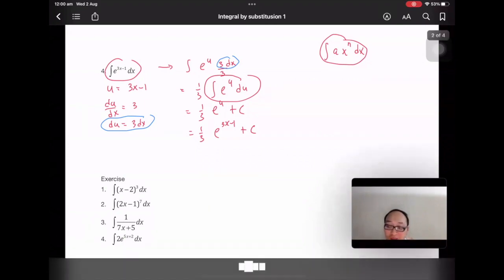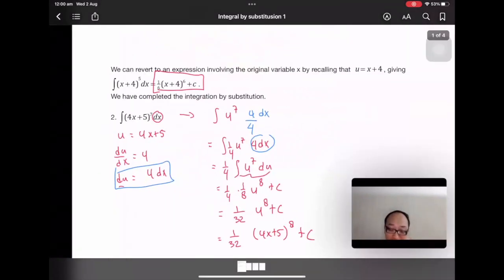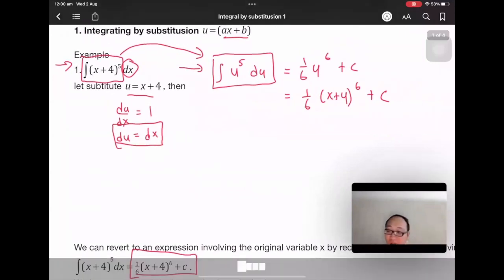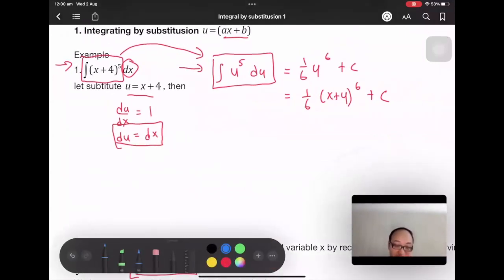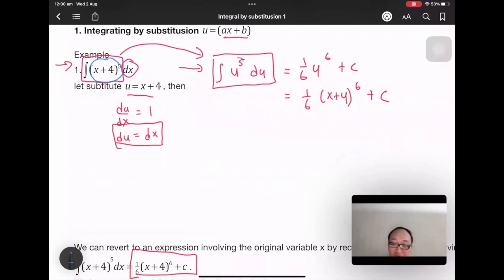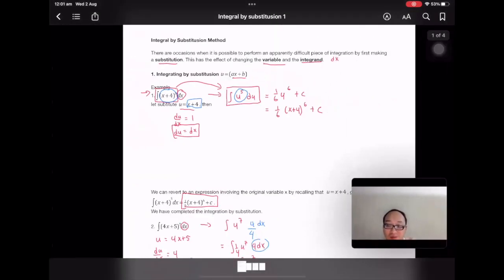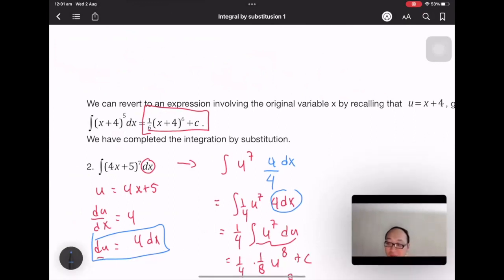That's why in the first example, x plus 4 to the power of 5 is simplified into u to the power of 5. So the one that we make into u is the one inside the bracket, x plus 4. Number 2, the same. We want to change the 4x plus 5 to the power of 7 to become u to the power of 7. So that means the u will be the one in the bracket, 4x plus 5.